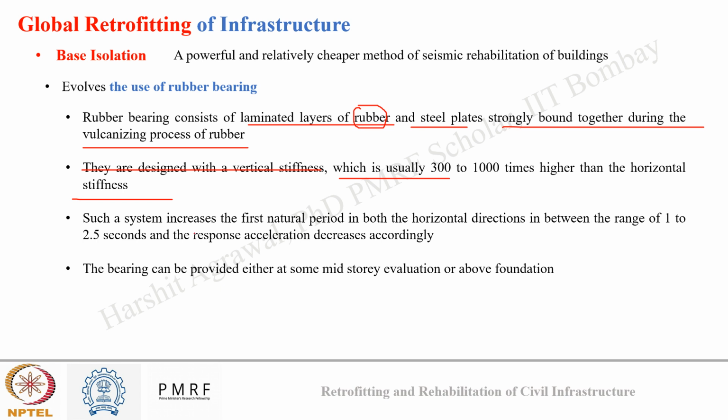Okay, and such a system increases the first natural period in the horizontal direction in the range of 1 to 2.5 seconds, and the response acceleration decreases accordingly. So due to the high vibration capacity in the horizontal direction as a result of low stiffness, the natural period of vibration in the horizontal direction increases, which lowers the vibration load that will be coming on the above structure, and in this way the response acceleration decreases in the infrastructure. So the application of this we saw in the last session also when we talked about the city county building.